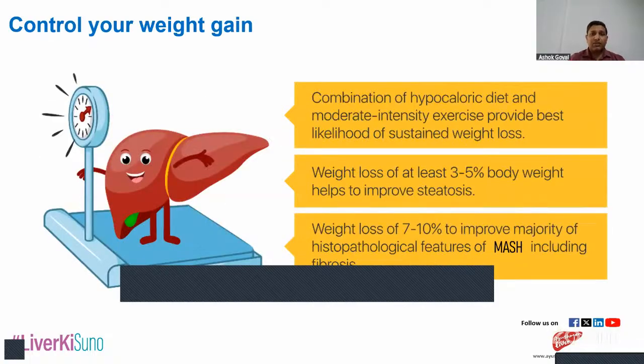Control your weight. When I talk about lifestyle modification in MSLD, I mean a weight loss of almost 7 to 10% to reverse this condition histopathologically as well as symptomatologically. A combination of hypocaloric diet and moderate intensity exercise provides the best likelihood of sustained weight loss. Weight loss of at least 3 to 5% of body weight helps improve steatosis, that is the fat content and fat accumulation, and weight loss of 7 to 10% improves the majority of histopathological features of MASH, including fibrosis.